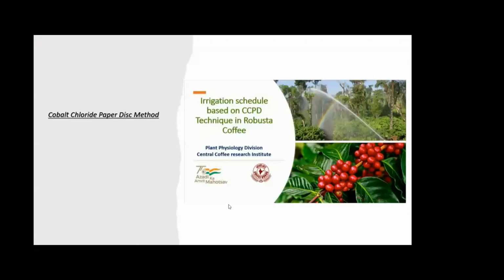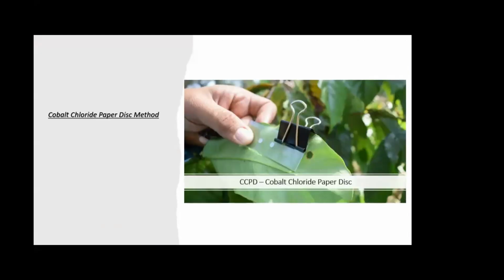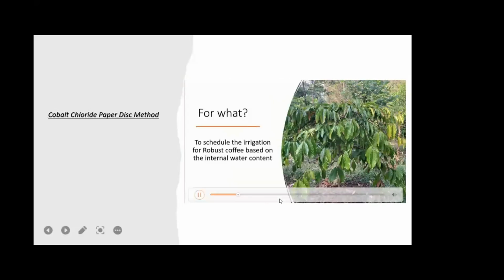This is one of the videos we made. How to prepare this CCPD technique. And you have to attach it to the third pair of the leaf like this. It is earlier blue-green color. So it helps to schedule the irrigation for robusta coffee based on the internal water content.